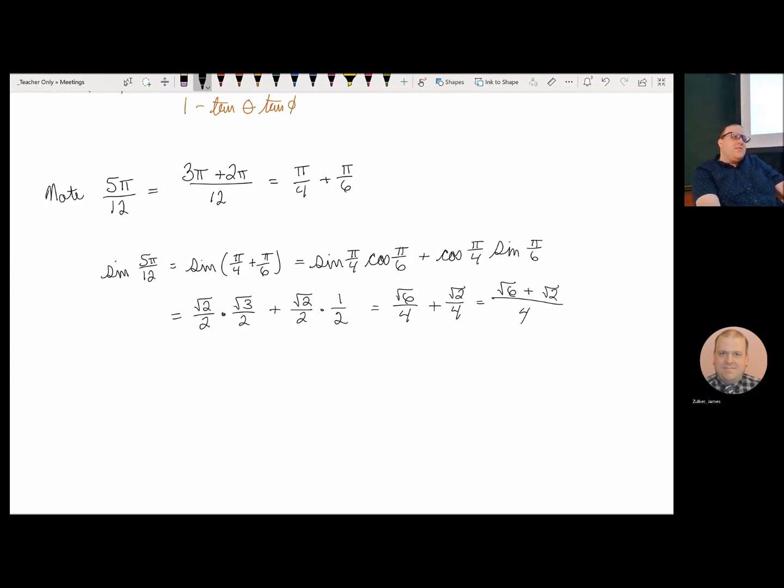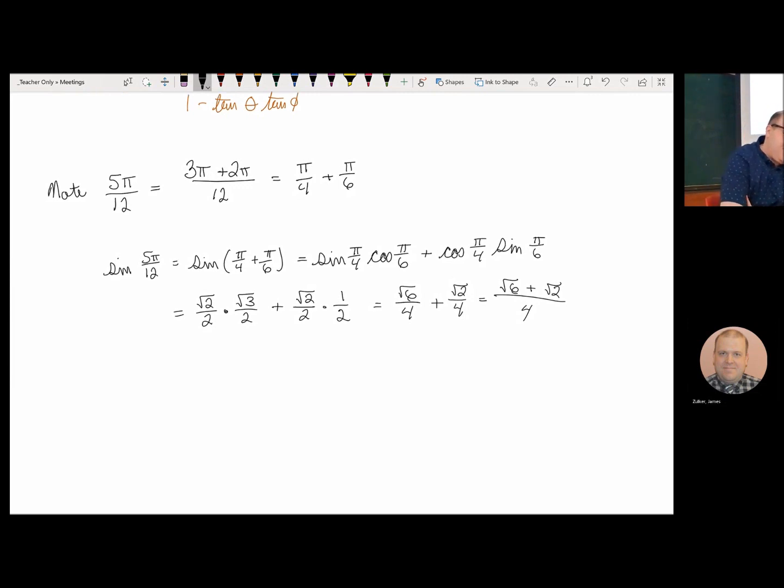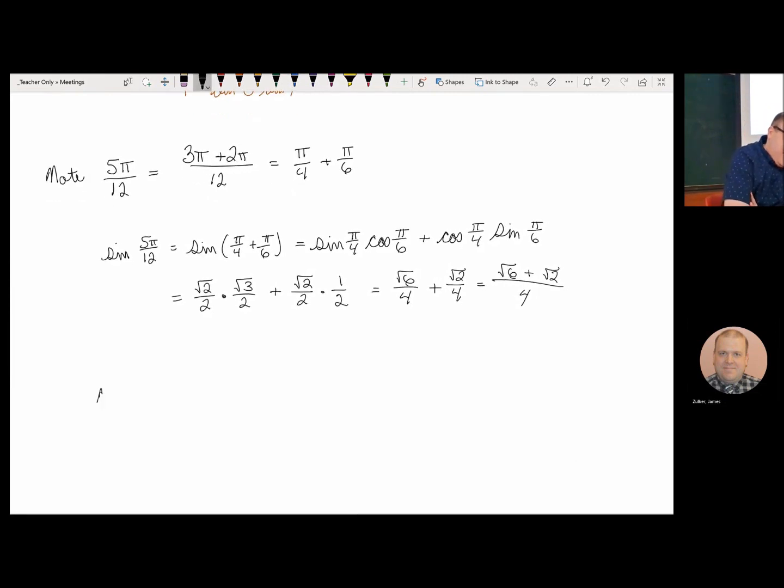Pi over 6. Isn't that pi over 2 minus 5 pi over 12? That's the cofunction identity. We can't use it here, because then we wouldn't be using the sum and difference identities. The fun is figuring it out for yourself.